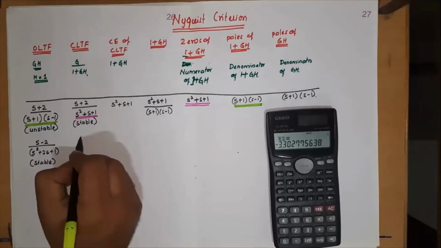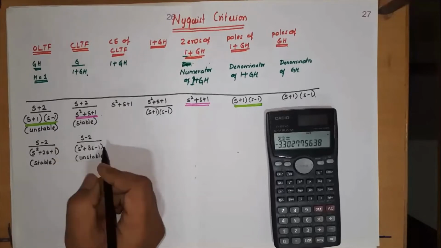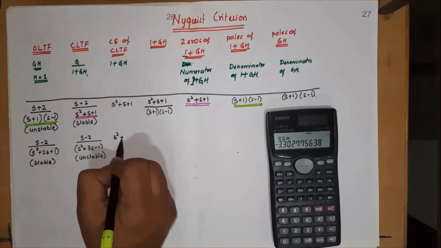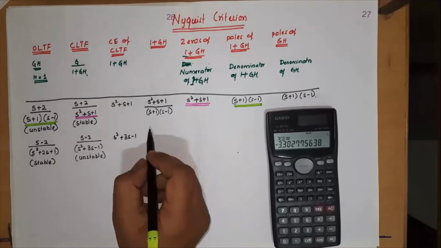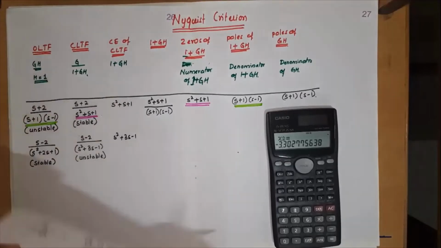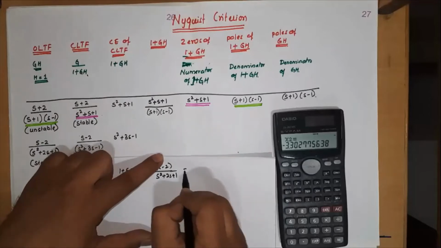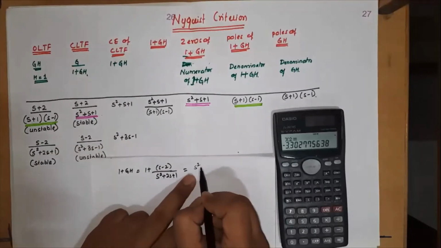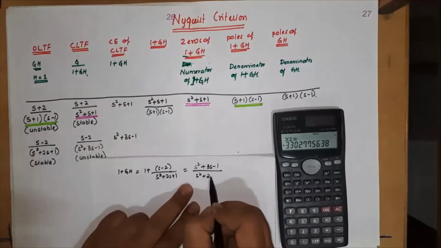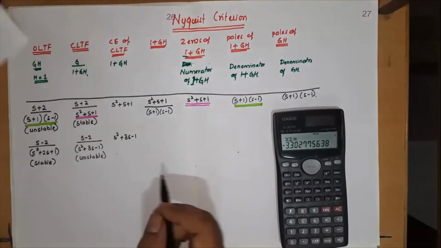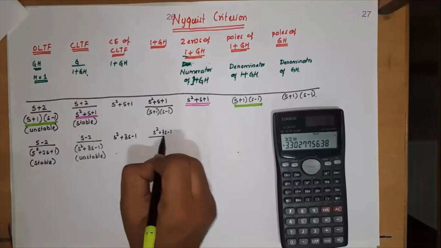It's a kind of revision also. Please concentrate. Unstable. And what is the characteristic equation for this? It is s square plus 3s minus 1. Then what is 1 plus gh for this? So let us find 1 plus gh for this. It is s square plus 3s minus 1 divided by s square plus 2s plus 1.